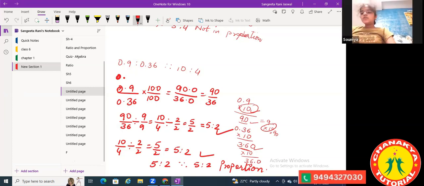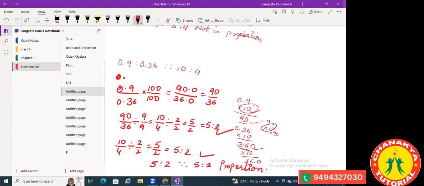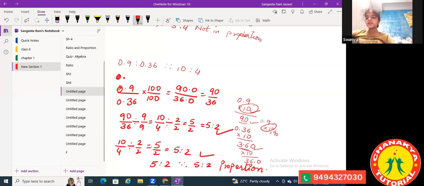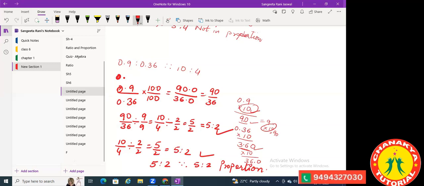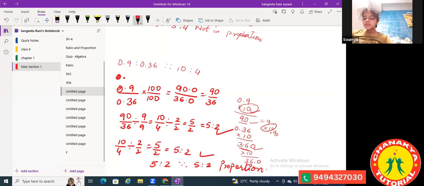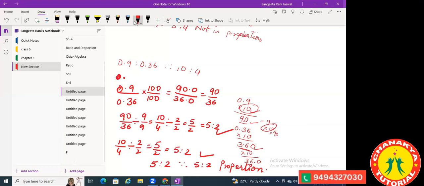Ma'am, how to make it into the proportion? Be louder. How to do the sums? No, ma'am, I'm asking in this question, what didn't you understand? Did you understand how to find this ratio? How will you write this ratio 10 by 4? Can you bring it to lower form? Soumya, please reduce it to lower form, 10 by 4.